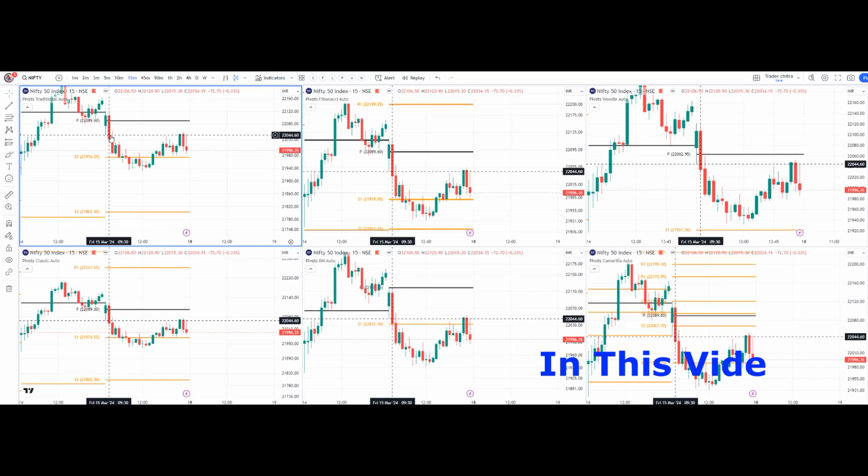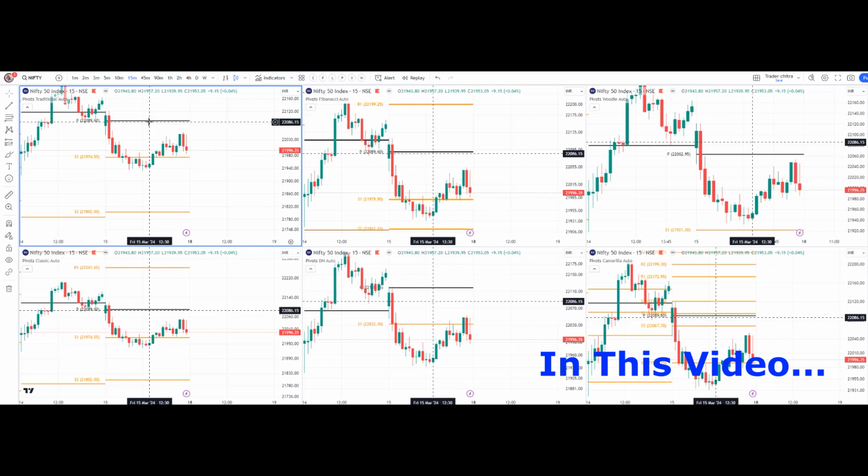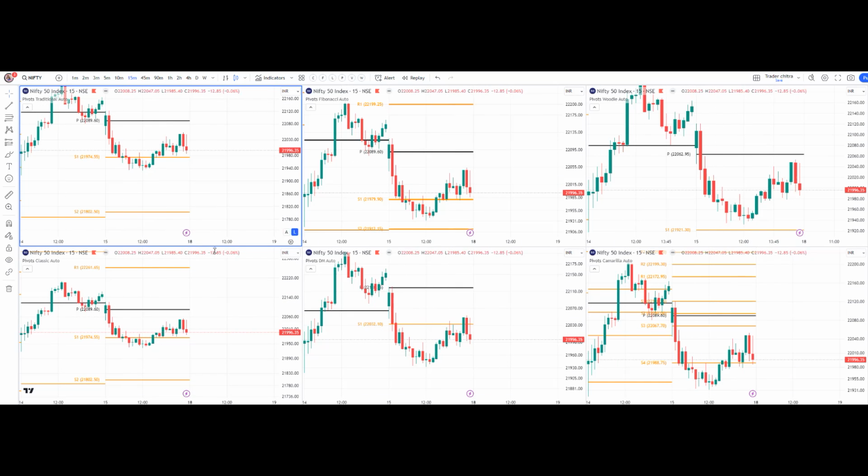Here, when you look into the 6 windows, the pivot point, that is the P level, is the same for traditional pivot, Fibonacci pivot.